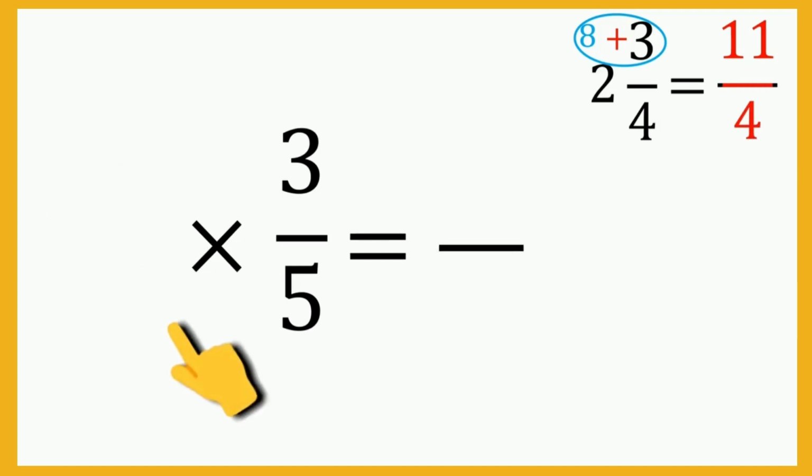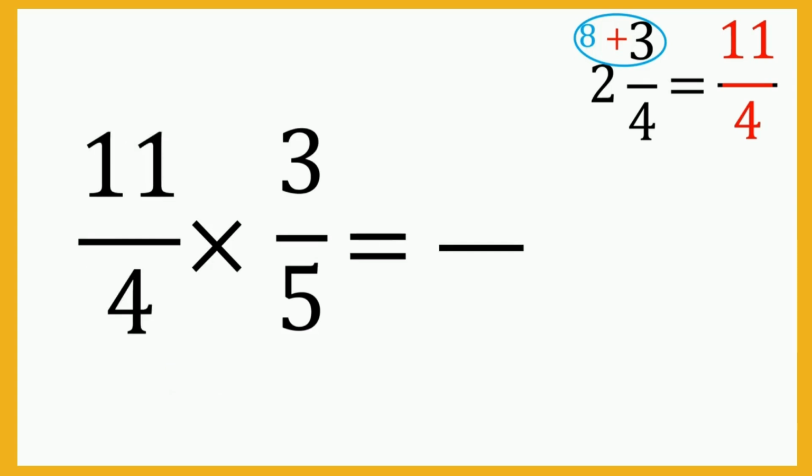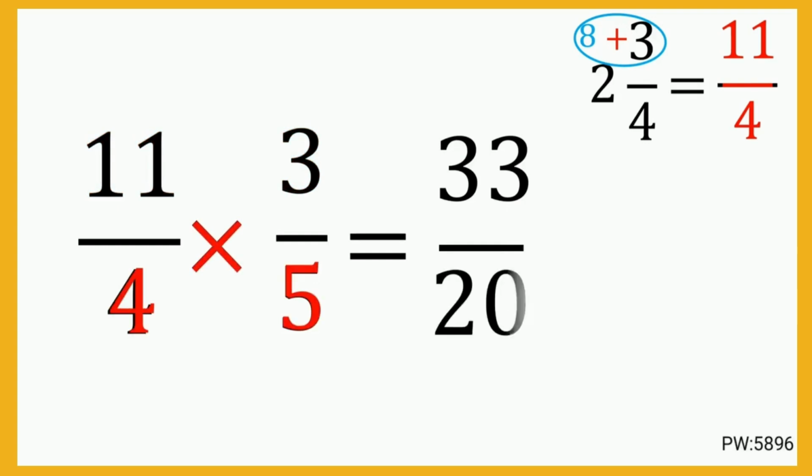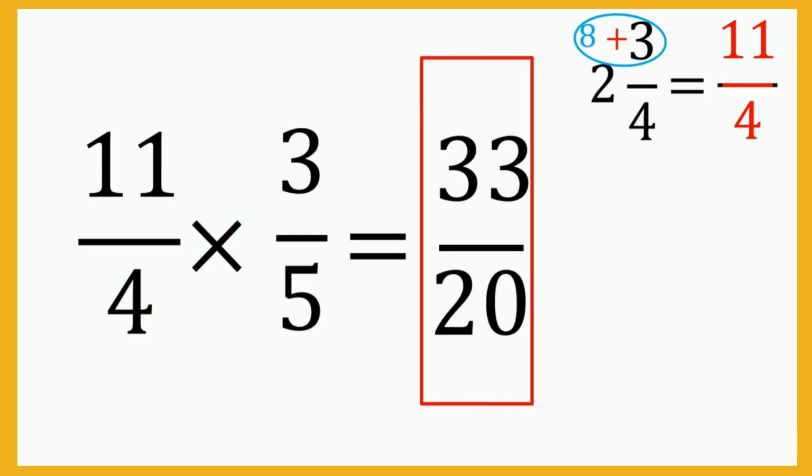Now let's change this to improper form and start multiplying. 11 times 3 is 33. And 4 times 5 is 20. So, the answer to this is 33 over 20, which can also be changed to mixed fraction. In this case, it's 1 and 13 over 20.